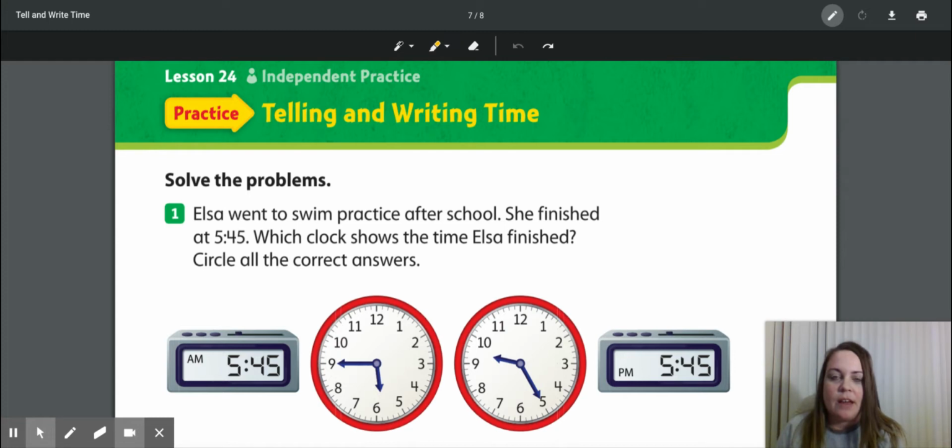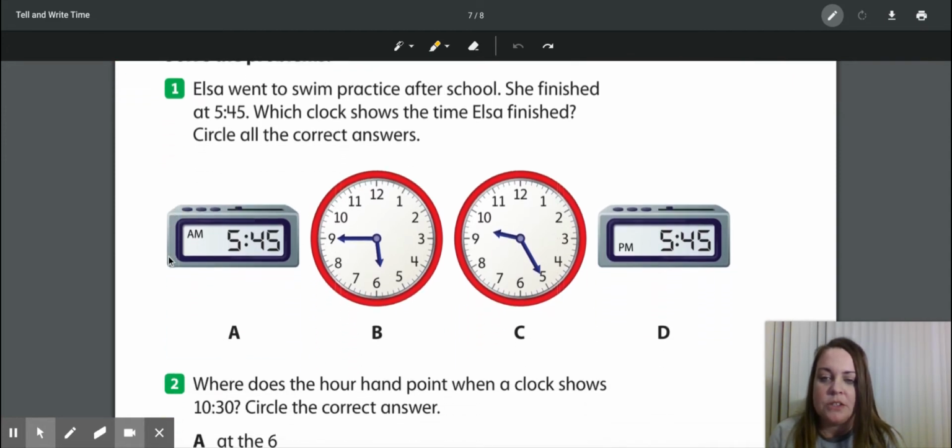In the last video, we talked about AM and PM. AM being morning time, so anytime before noon or 12 o'clock, and PM being anytime after noon up until midnight. So Elsa is swimming after school, so she's going to be swimming in the PM. We're looking for 5:45, but remember, it's after school, so we're looking at PM.